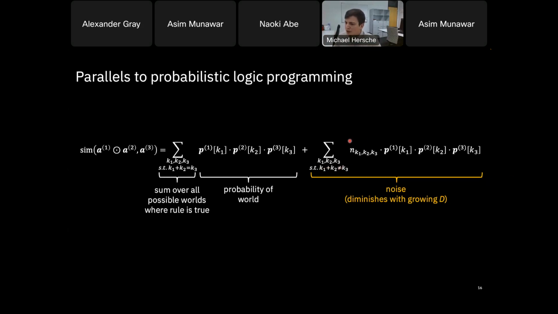Here in this case, we see that we have this kind of N that describes the noise. This noise term actually diminishes with growing dimension D of our distributed representations.